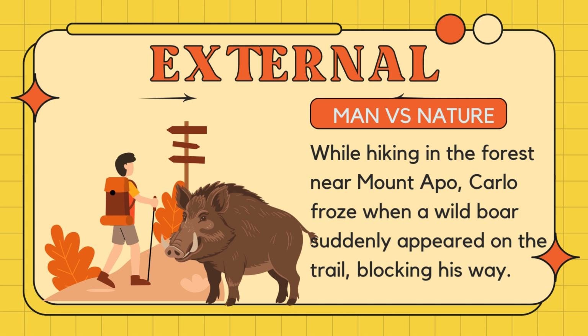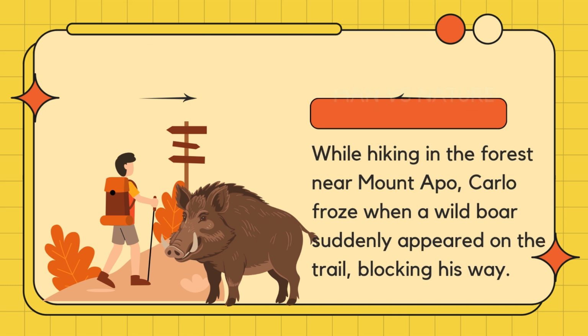So if you were Carlo, what would you do? Would you run? Would you stay still, or would you slowly move away? That is a tricky situation and the perfect example of how unpredictable nature can be.